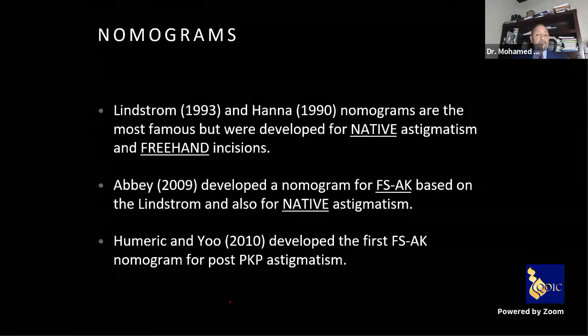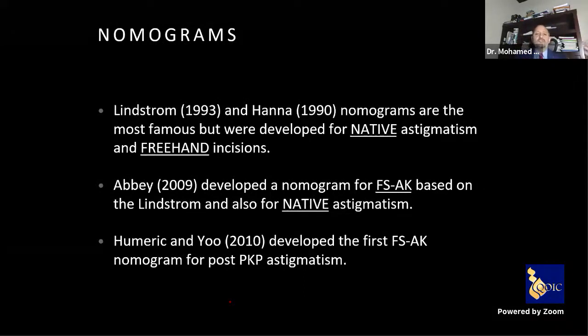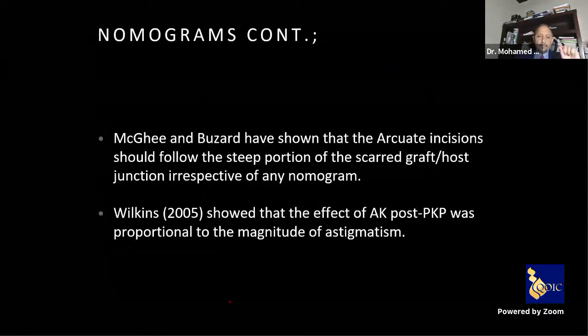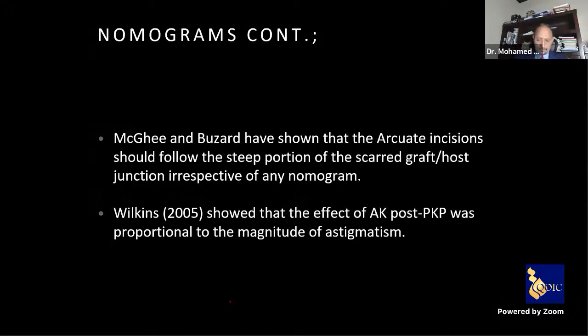Abbey developed a nomogram for femtosecond AK, but again, this was for naturally occurring or native astigmatism. Hoffman and Wu were the first to develop FS AK nomograms for post-PKP astigmatism. This is the Hanna nomogram. McGhee and Bazar showed, and it was very easy for them to explain, that the arcuate incision should follow the steep portion, or the red portion, of the topography.